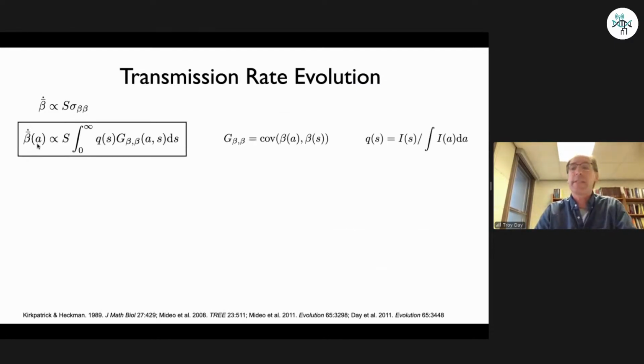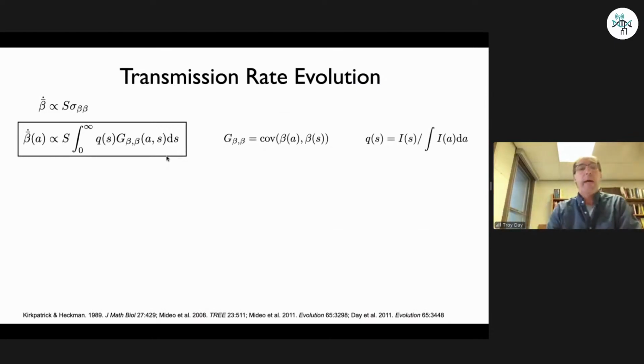So A here is now age of infection, 0 at the beginning of infection and so on. And so this tells us how the average transmission rate at infection age A is predicted to evolve. Again, it's got these two parts. It's proportional to the density of susceptible hosts, but now this genetic variance bit is replaced with this more complicated looking thing, which involves the genetic covariance between transmission at one age of infection and transmission at other ages of infection.